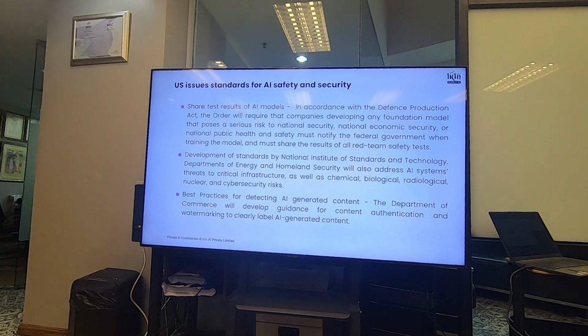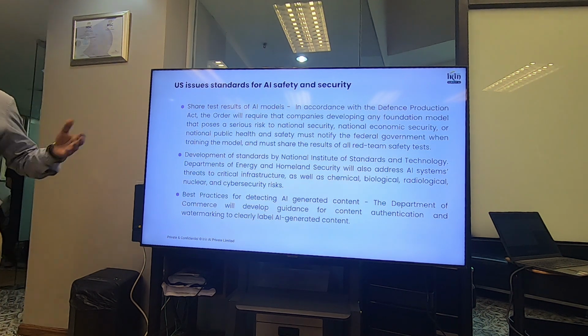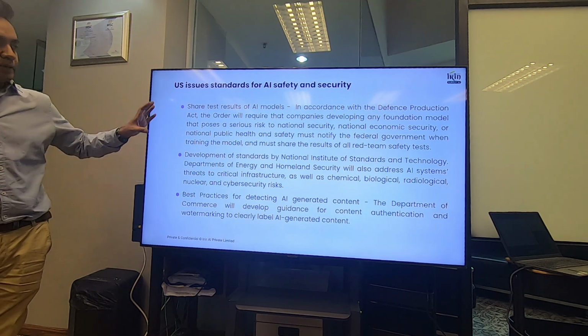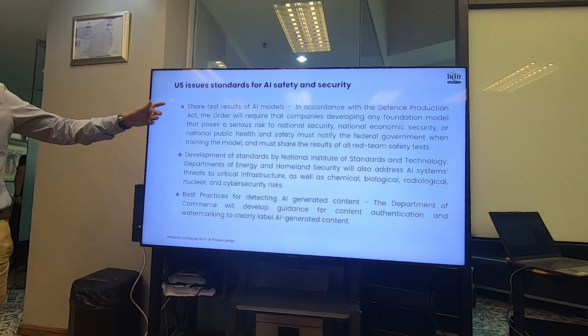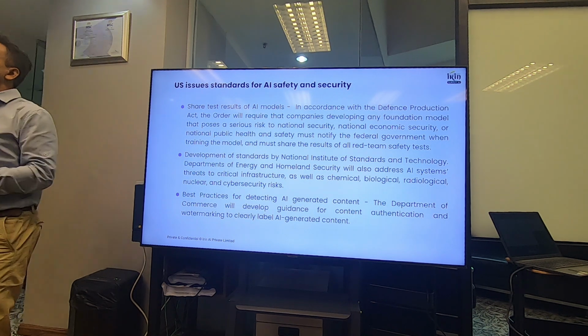Okay, I think we are almost at the end. So this is related to legislations. As I told earlier, this happened last week only. So new laws have come from the US. Very verbose, I'll just say in brief what this means.